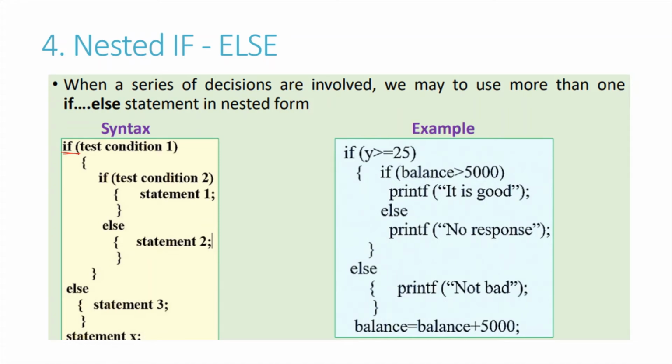The next one is nested if else. For example, if you have a series of decisions, that is, if one decision comes inside another decision, then we use a nested if else. So for example, if we have one condition here and we have another condition inside it. So we have one if and another if-else inside it, then it is called a nested if else statement. It could also be inside this else statement. Such a series of decisions is called nested if else.